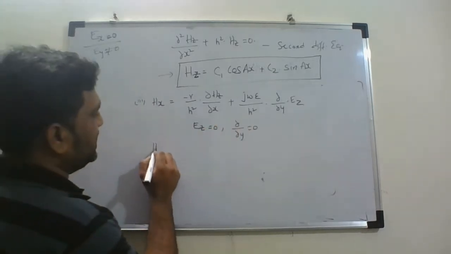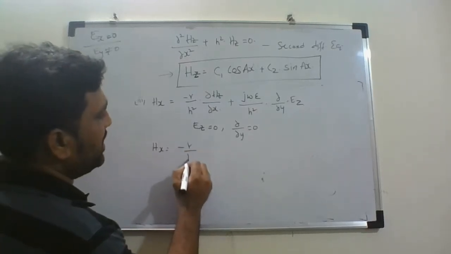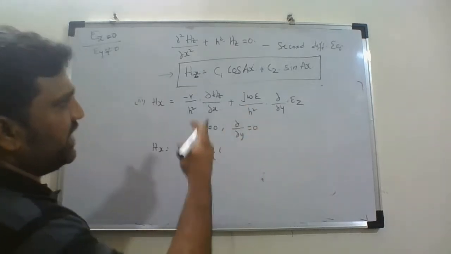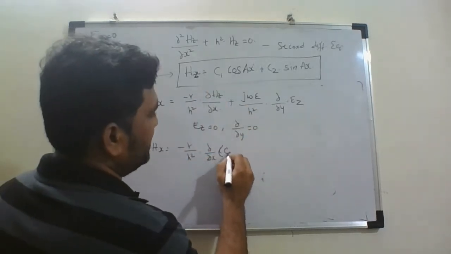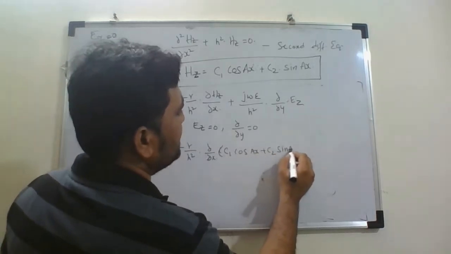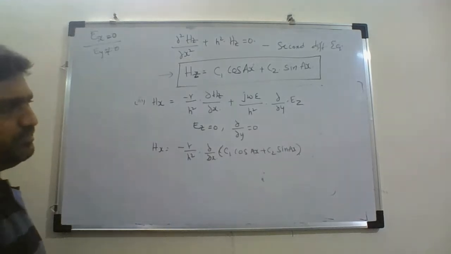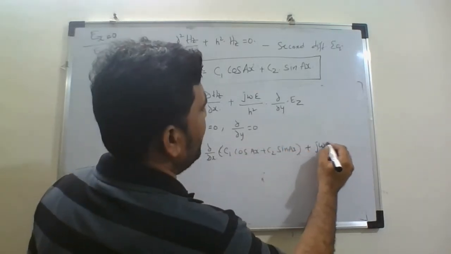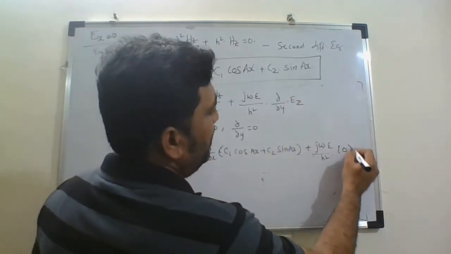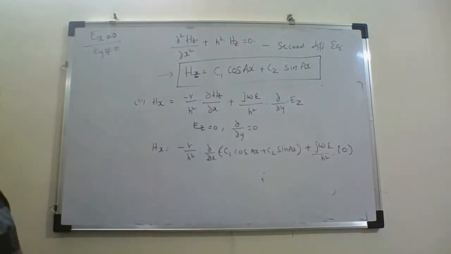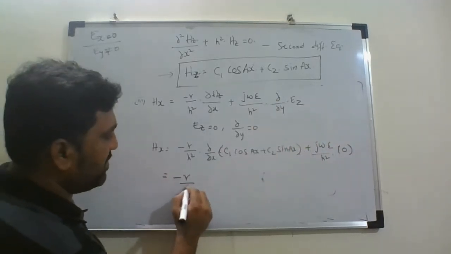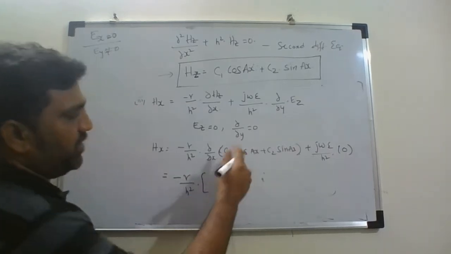So we get Hx is equal to minus gamma by h square into dou by dou x of Hz. Hz exists, so this term is C1 cos ax plus C2 sin ax. Next, plus j omega epsilon by h square into Ez, which is 0, and dou by dou y is also 0, so we write 0. So this entire term vanishes. Therefore this is equal to minus gamma by h square into, what we get from here.